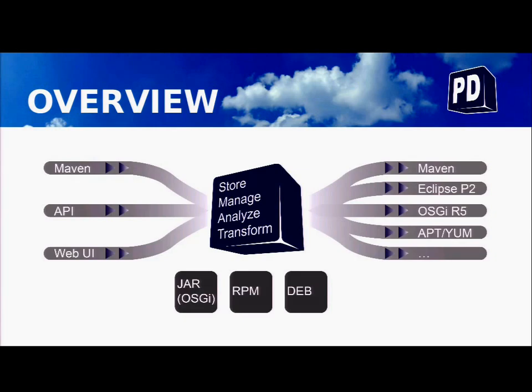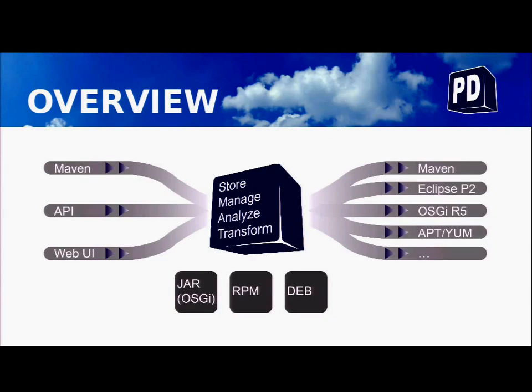So a short overview of what Package Drone actually does. We will do mostly demo today, but to give you a short introduction, what to expect from the system. On the left-hand side, we have different ways of getting artifacts, which can be jar files, whatever you like. Basically, it's a set of blobs, which you get inside Package Drone. Package Drone itself has a few ways to store, manage, analyze, and transform these blobs.